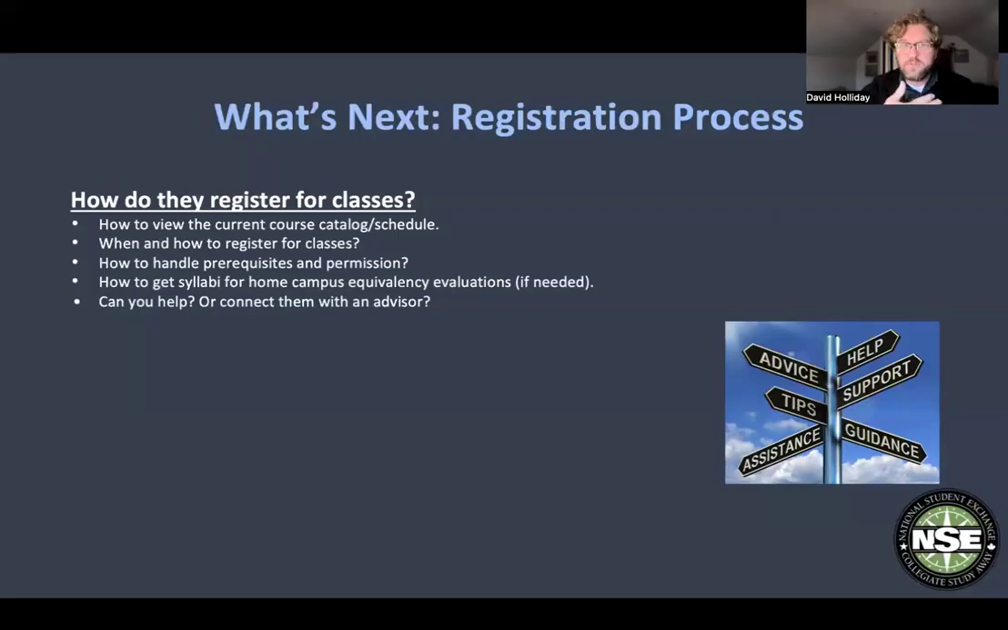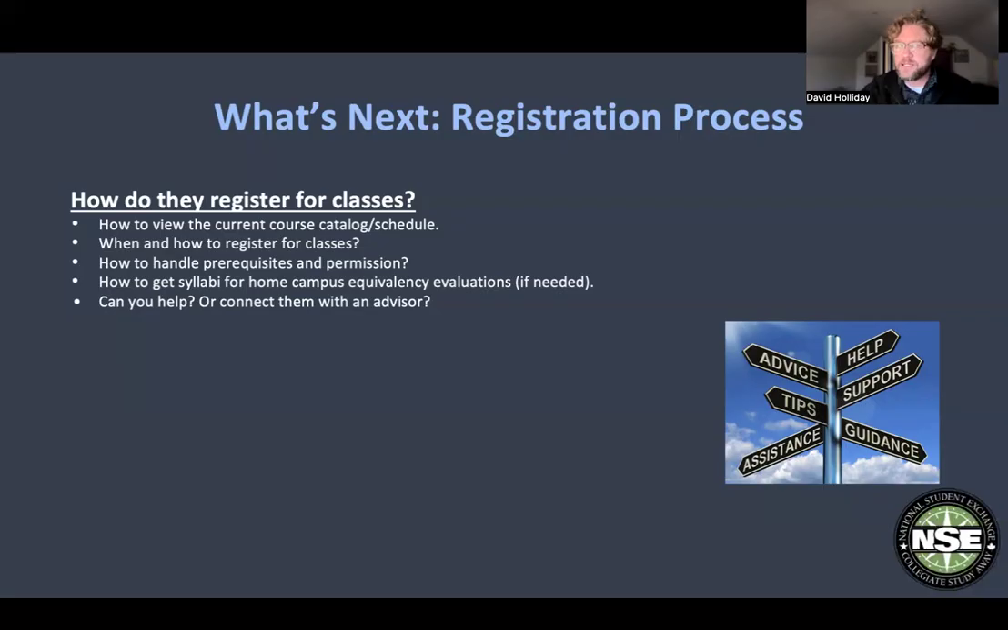Number one is how do they view the current course catalog or the schedule? Usually by the time you've accepted students, that next academic term, that fall 2026 course schedule should be available. So give them instructions on how to view that course schedule. When and how do they register for classes?